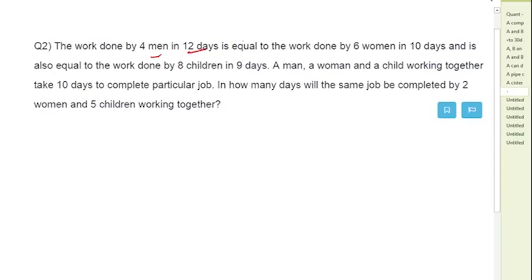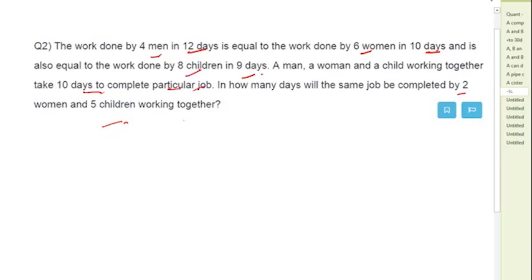Work done by 4 men in 12 days is equal to work done by 6 women in 10 days and is equal to work done by 8 children in 9 days. Man, woman and child working together take 10 days to complete a particular job. In how many days will the same job be completed by 2 women and 5 children working together?